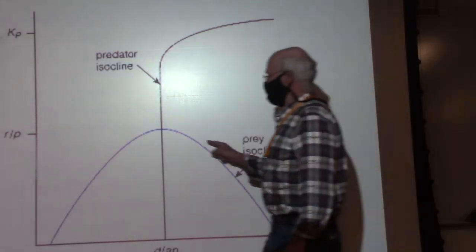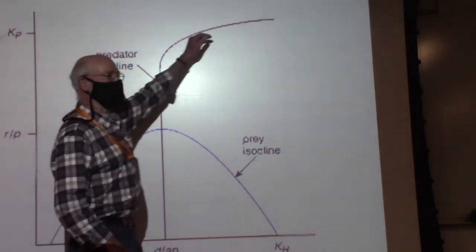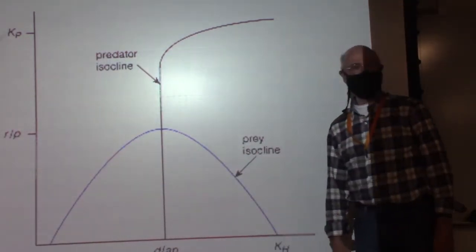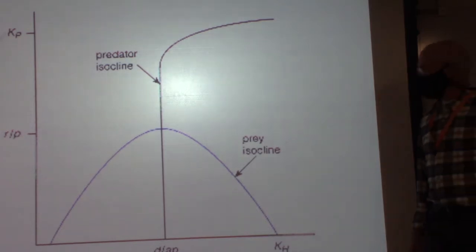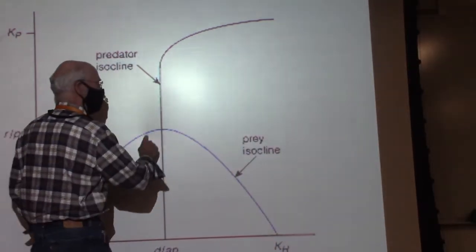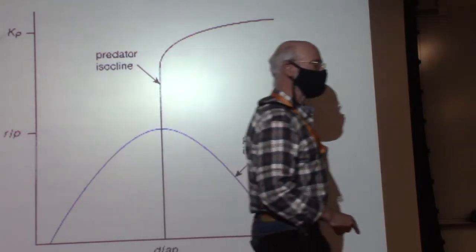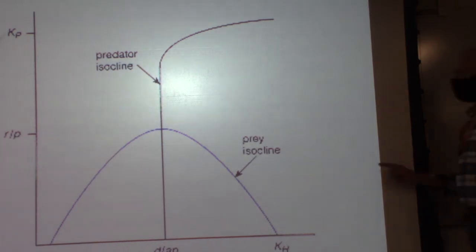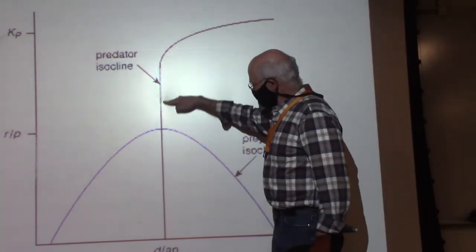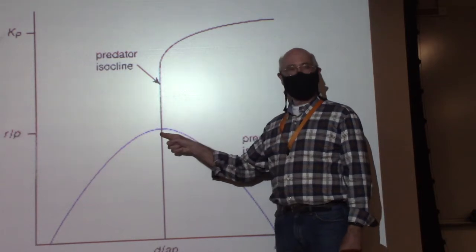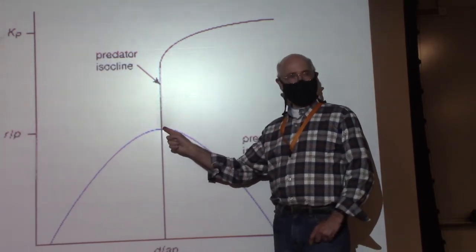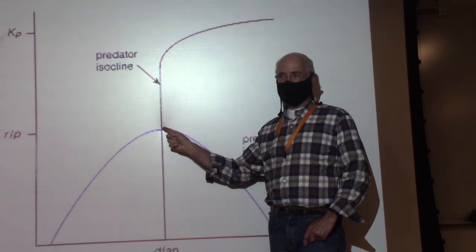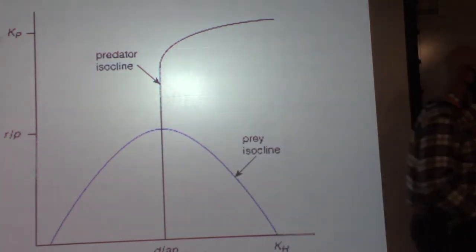That prey isocline is going to be a curve, and the predator isocline curves a little bit as well. Under this circumstance, you're going to get this stable limit cycle, but it's going to be tighter than it was before. So far so good, nothing has really changed. But this is assuming that the predator isocline intersects the prey isocline at the apex of the prey isocline, and that is unlikely to happen in nature.